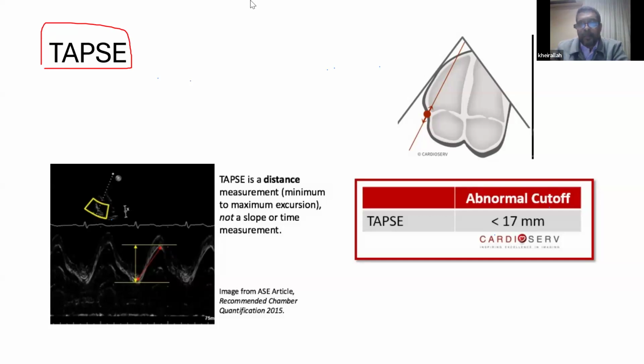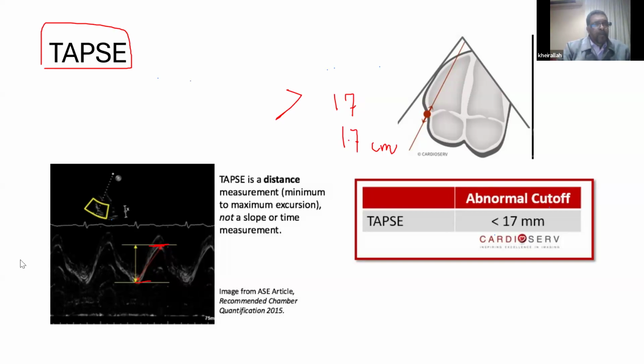TAPSE is simply, you choose this point here. This is the tricuspid valve. You choose the lateral annulus, and you drop your cursor along it, and you click on M mode. So that's what you get. You get these peaks. TAPSE is from the nadir to the peak of the systolic excursion. This length is TAPSE. How much should it be? It should be more than 17 millimeters, more than 1.7 centimeters. If it is less than that, it means there is RV systolic dysfunction.